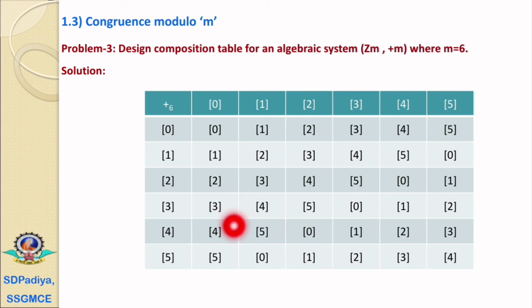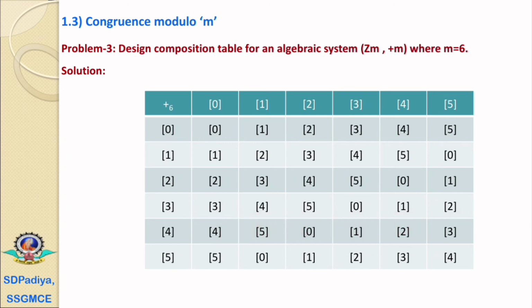4 plus 0 is equal to 4, 4 plus 1 is equal to 5, then 4 plus 2 is equal to 6, 6 mod 6 is 0, 4 plus 3 is equal to 7, 7 mod 6 is equal to 1, 4 plus 4 is equal to 8, 8 mod 6 is equal to 2, and the last is 4 plus 5 is equal to 9, but 9 mod 6 is equal to 3.